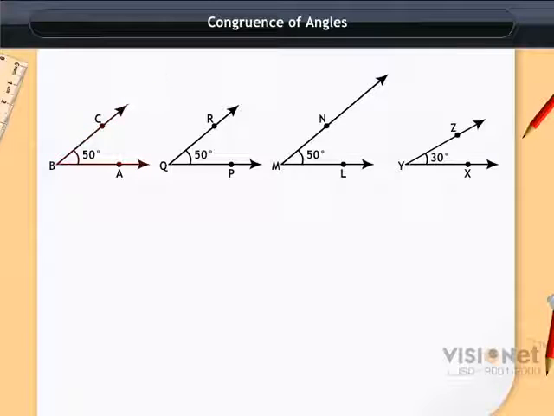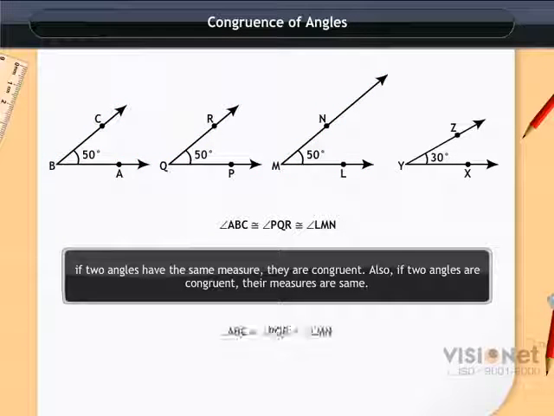So we have angle ABC, angle PQR and angle LMN congruent to each other. Note that all the three angles are of same measure, that is 50 degrees. Hence, we say that if two angles have the same measure, they are congruent. Also, if two angles are congruent, their measures are same.